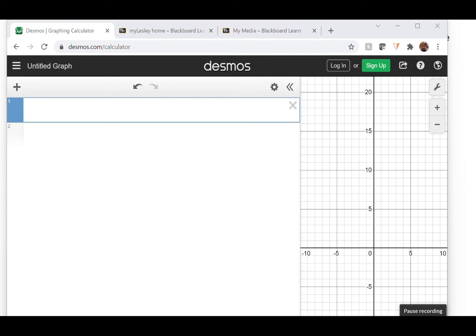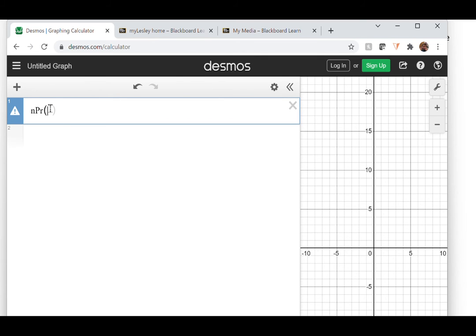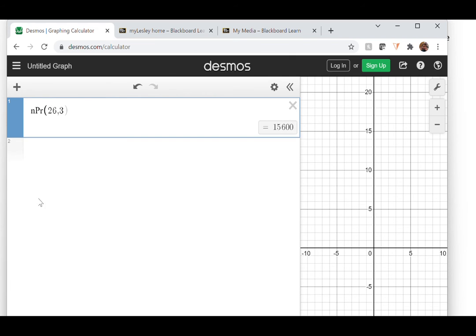We would type in lowercase n, capital P, lowercase r, so nPr. That's telling Desmos you want to calculate a permutation, and then in parentheses tell Desmos what is the n and what is the r. So 26 is the n and 3 is the r, so 26 comma 3. So this, what I just typed into Desmos, is asking Desmos to calculate the permutation 26 permutation 3.